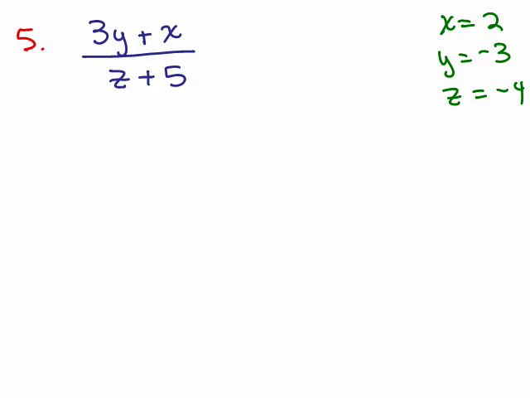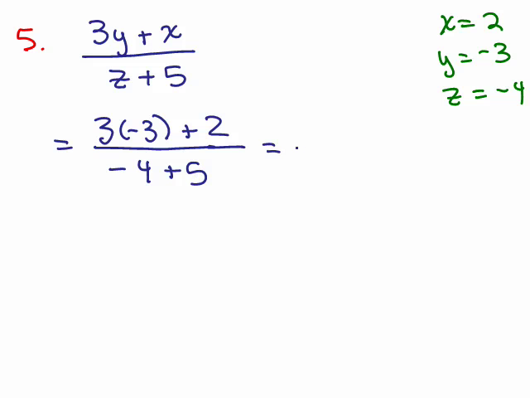All right, here's number 5. Again, we're going to begin by plugging in the correct values for x, y, and z. So we have 3 times negative 3 plus 2 in the numerator, and negative 4 plus 5 in the denominator. So in the numerator, we've got to do multiplication first, negative 9 plus 2, and in the denominator, we're just adding. Negative 4 plus 5 is 1.